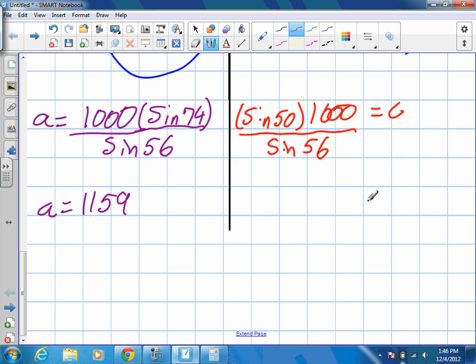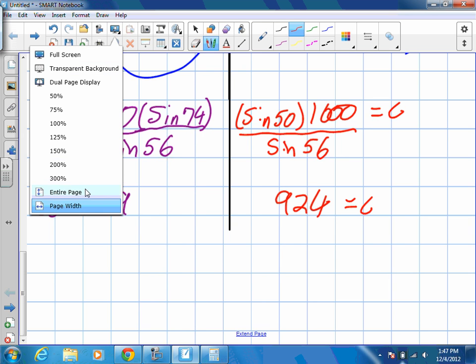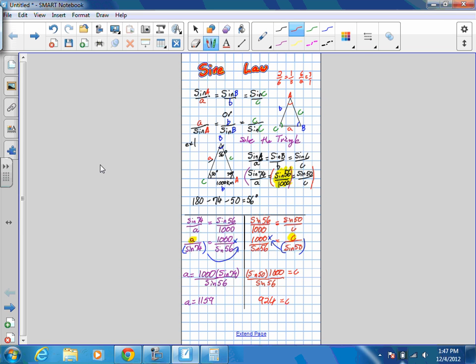Okay? Both of these numbers make sense. They're roughly around 1,000, right? And the angles weren't too far off, so that means the sides won't be too far off from each other either. Looks like a lot of work, okay? But the goal here is that we found both.